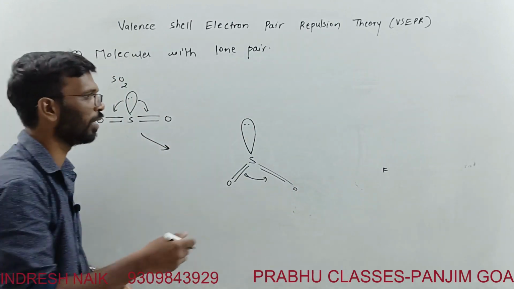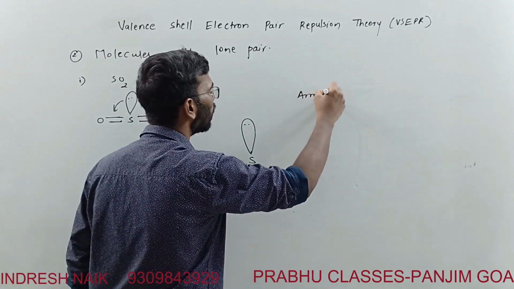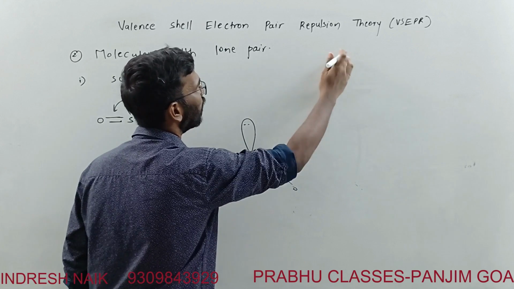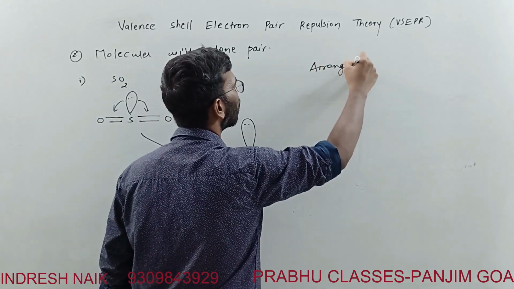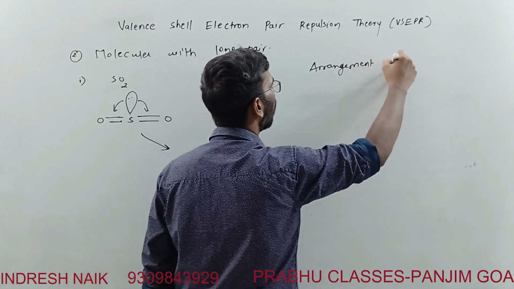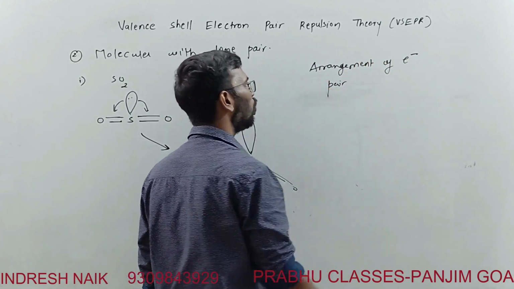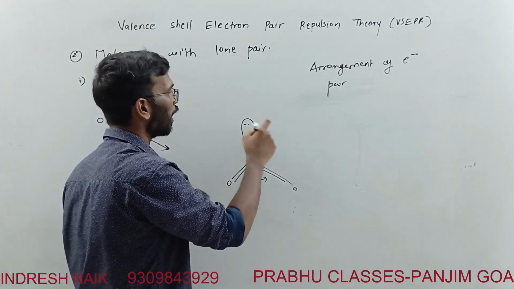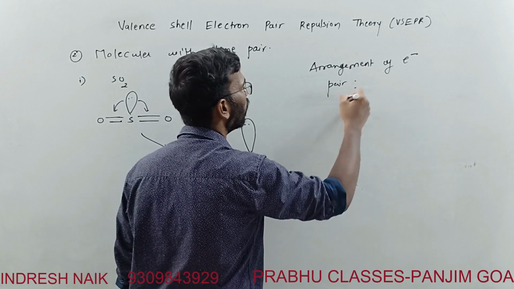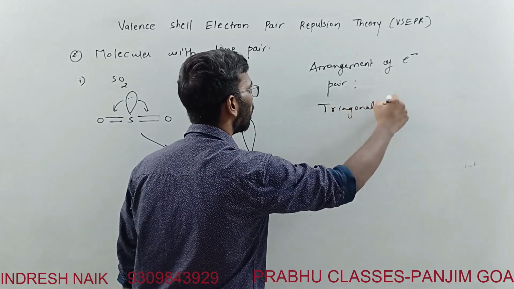Now there are two possibilities. What is the arrangement of the electron pair? If I ask you what is the arrangement, I'll write it here as a heading: Arrangement of electron pair. What would be the arrangement of electron pair? It is trigonal planar.